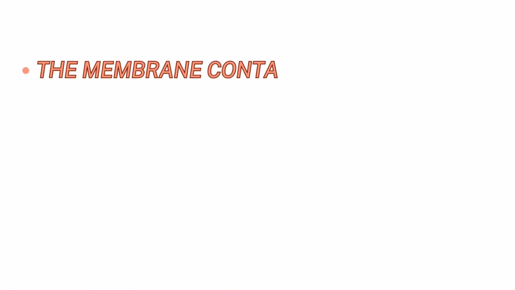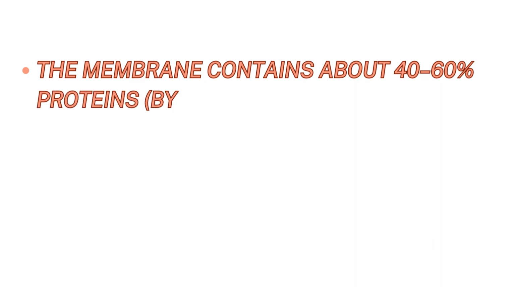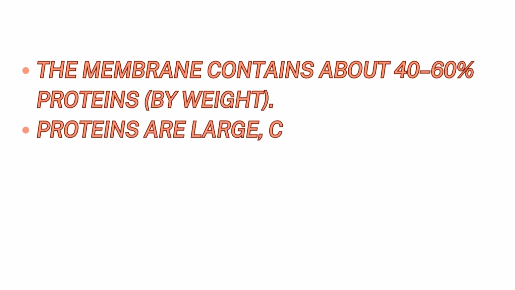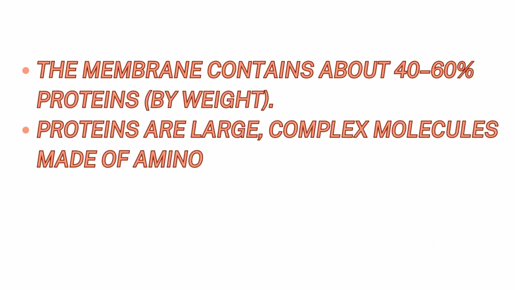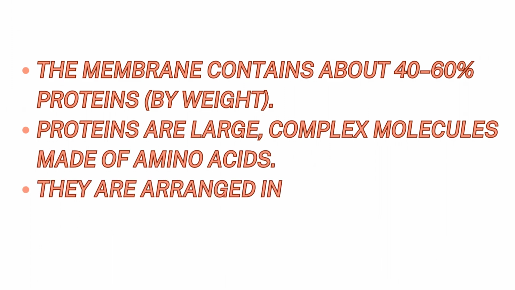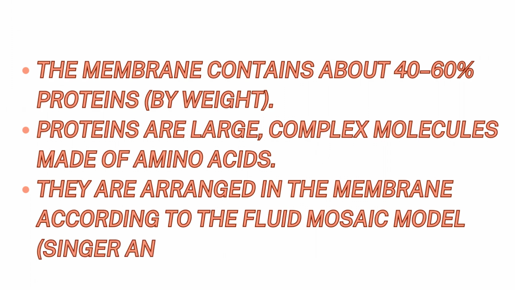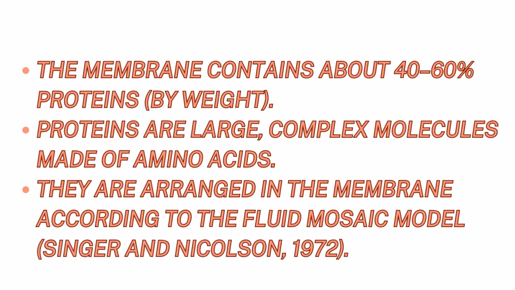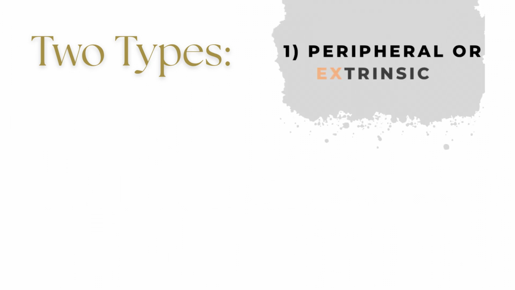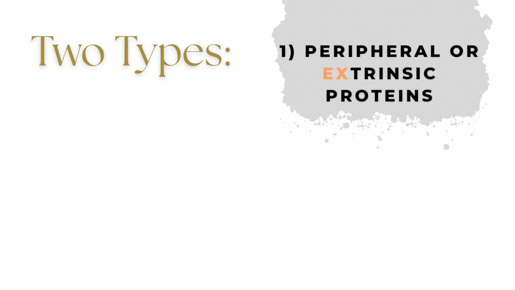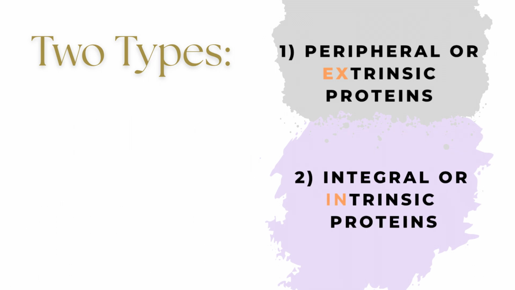The membrane contains about 40 to 60% of proteins. Proteins are large complex molecules made up of amino acids. They are arranged in the membrane according to the fluid mosaic model given by Singer and Nicholson. According to this model, the protein molecules are of two types. First, peripheral or extrinsic proteins. Second, integral or intrinsic proteins.